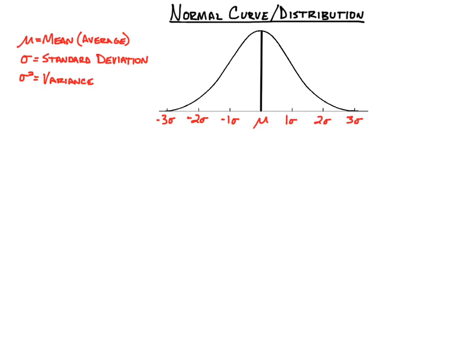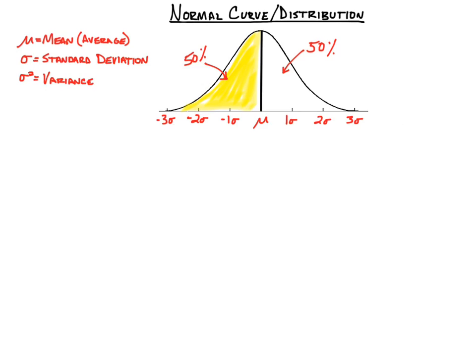Alright, so if the mean is right here centered on the whole curve, that means that this whole side here is going to be 50% of all of our data. So that's going to be 50% of the data less than the mean or lower than the mean. And on this side we would have 50% of the data above the mean.